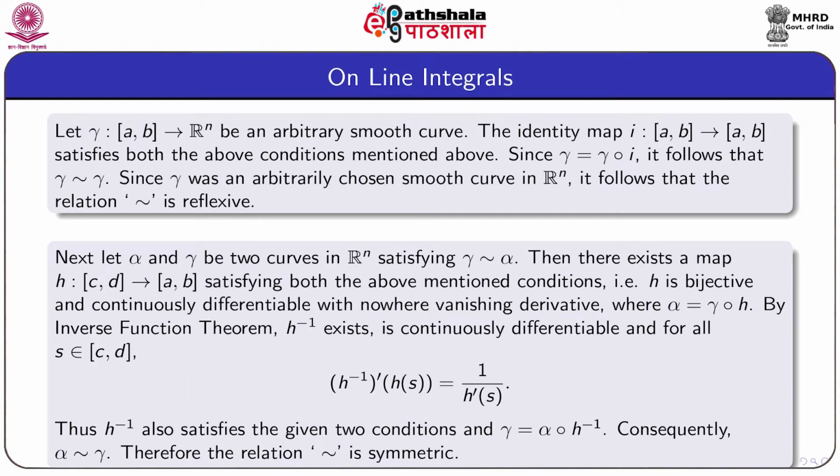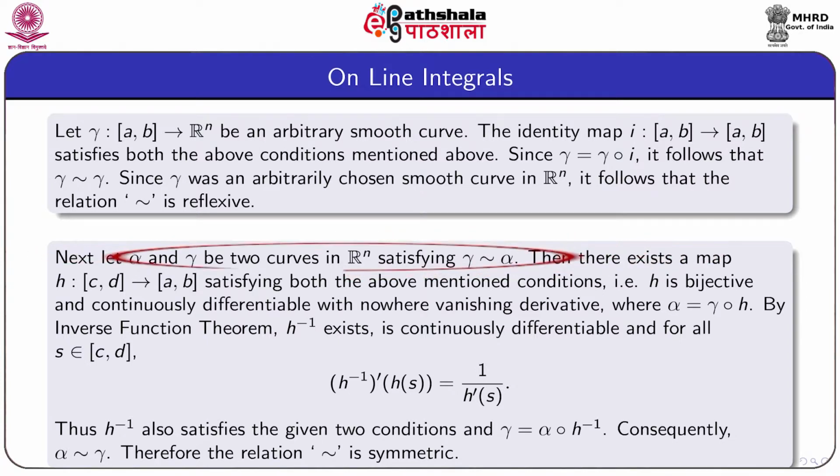Let gamma from [a,b] to Rn be an arbitrary smooth curve. The identity map I from [a,b] to [a,b] satisfies both the above conditions. I is bijective and the derivative of I is 1, which is non-zero everywhere. Since gamma is gamma composed with I, it follows that gamma has this relation with gamma. Since gamma was an arbitrarily chosen smooth curve in Rn, it follows that the relation is reflexive.